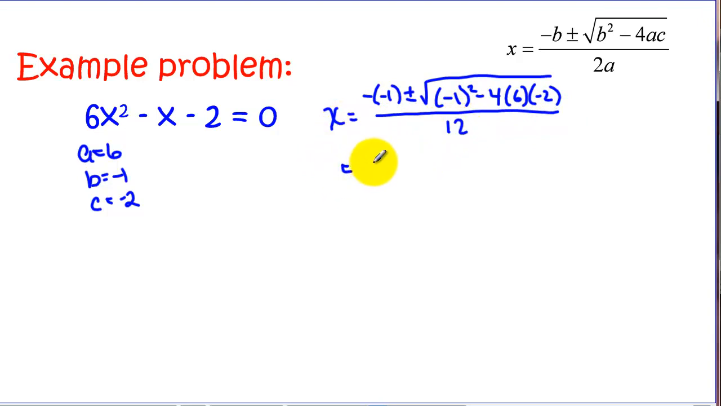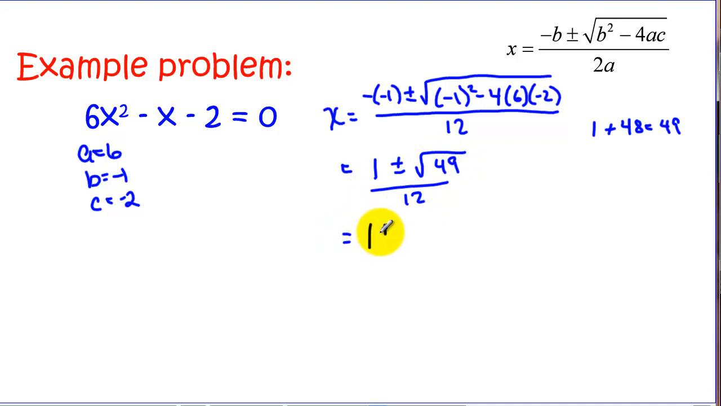So when I simplify here, I've got positive 1. Again, we're going to calculate under here, so 1 squared is 1. And here we've got negative 24 times negative 2 is positive 48, which is 49. So again, we end up with a perfect square under the radical.